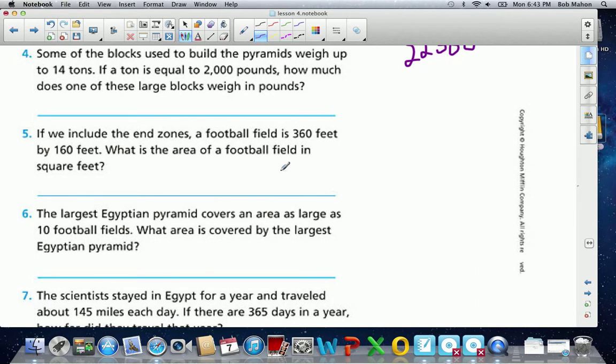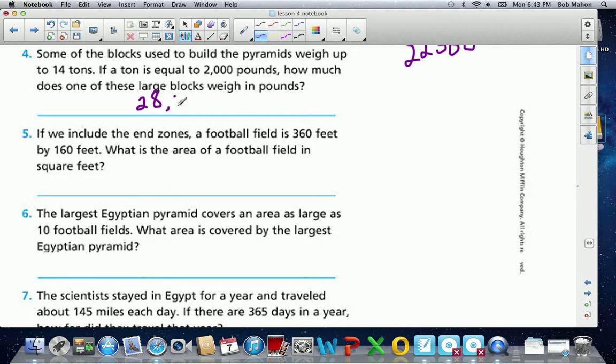Some of the blocks used to build the pyramid weigh up to 14 tons. If a ton is equal to 2,000 pounds, how much does one of these large blocks weigh? I really look at this like it's 14 times 2, which for me is mental math, and hopefully it is for some of you. If not, add 14 twice. If you added 14 twice, you'd get 28. So I know it's 28, and then I add on my 3 zeros.